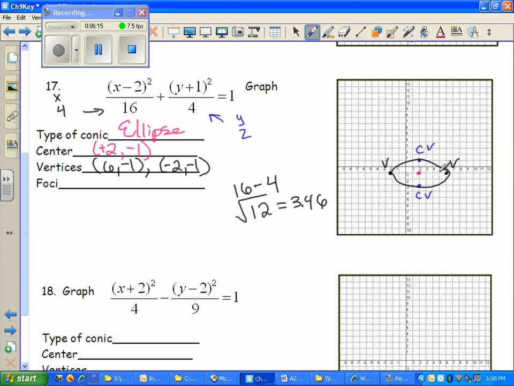So you're going to be estimating that: 1, 2, 3, and close to halfway there. And then 1, 2, 3, and close to halfway there. Those are going to be the foci. And to write the points of them, you need to think about your center. It was at an x value of 2. I added 3.46, so that one is at 5.46, -1, because it lines up with the center. And the other one, I was at 2 and I subtracted 3.46, so that one is at -1.46, -1 for the foci on that ellipse.